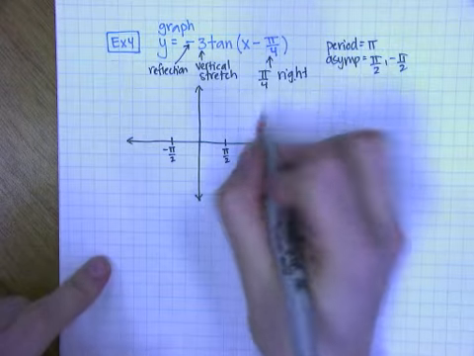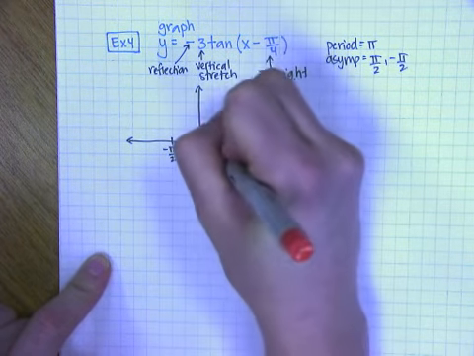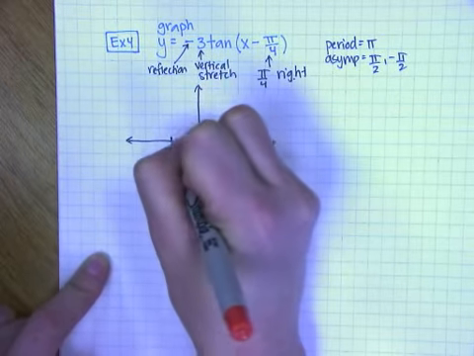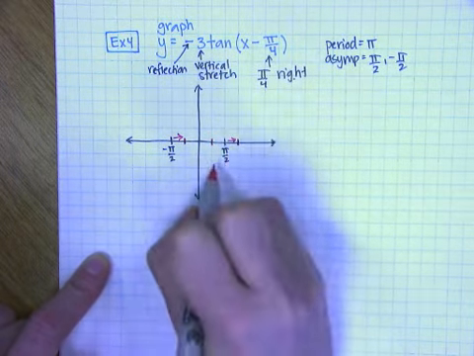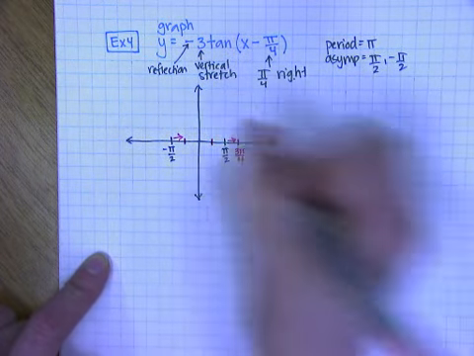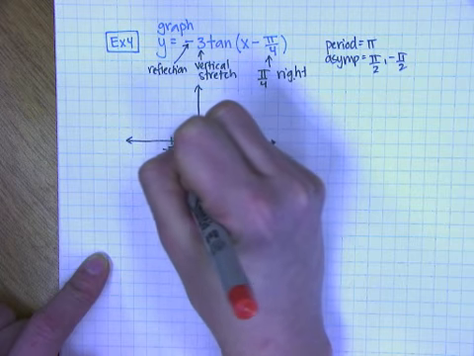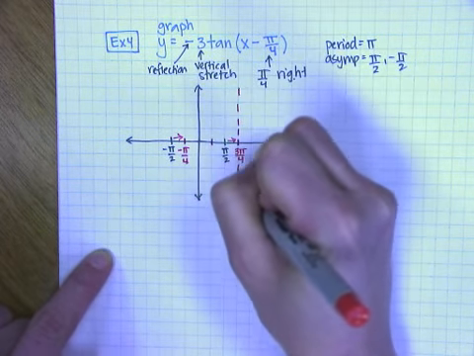So what I'm going to do is figure that out. Pi over 4. So this guy is getting shifted. Here's my pi over 4. This guy's getting shifted right pi over 4, and this guy's getting shifted right pi over 4. So now I'm going to be at 3 pi over 4 for my asymptote, and I'm going to be at -pi over 4 for my other asymptote. I'm going to go ahead and put those asymptotes in before anything else gets too messy.